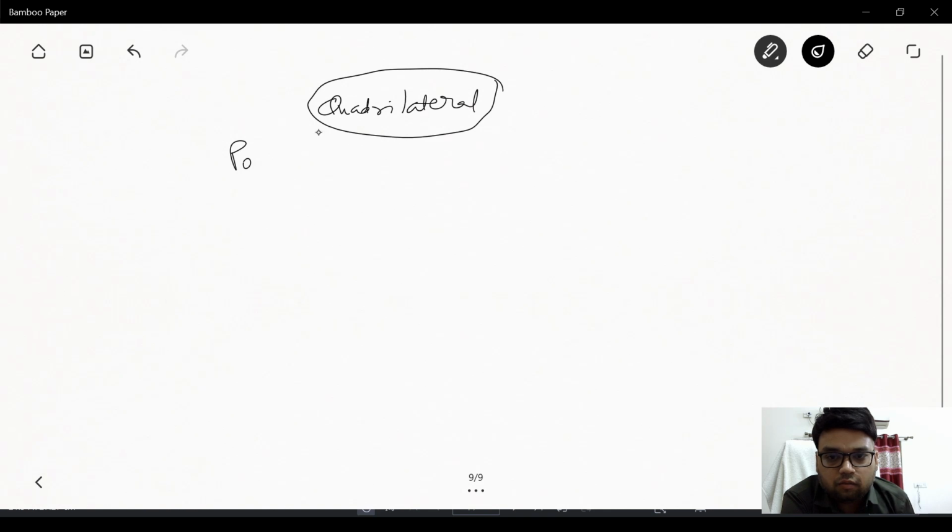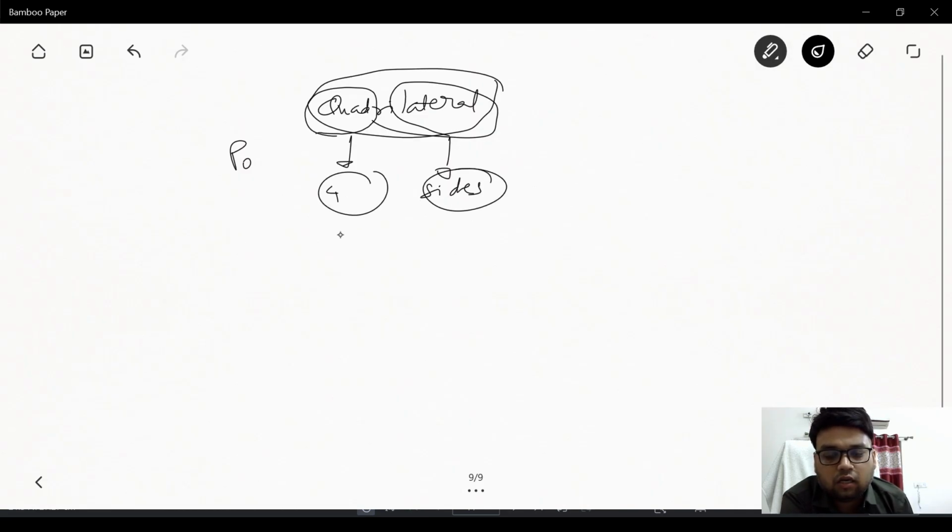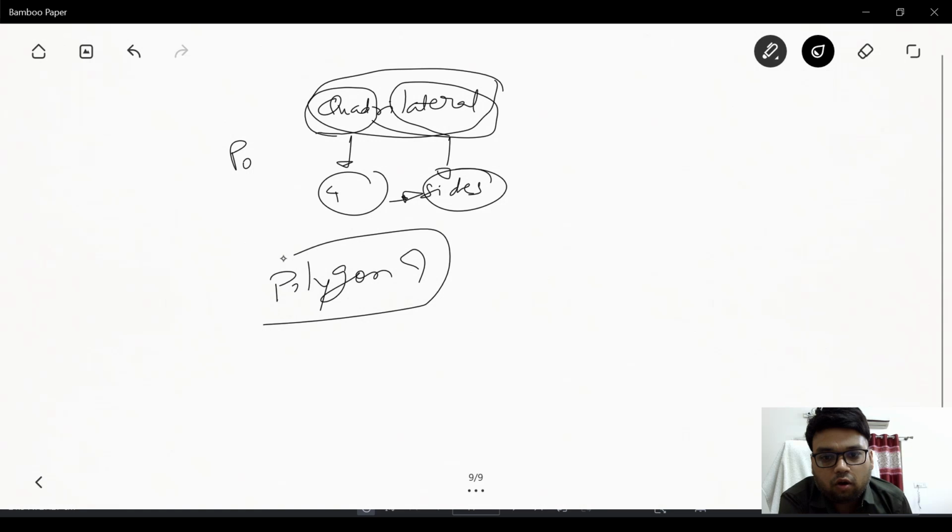The terminology quadrilateral is made from two words, quad and lateral. Quad means four and lateral means sides. For simple understanding, any figure having four sides is termed a quadrilateral. So a quadrilateral is one of the types of polygon. Our question is, what is a polygon?